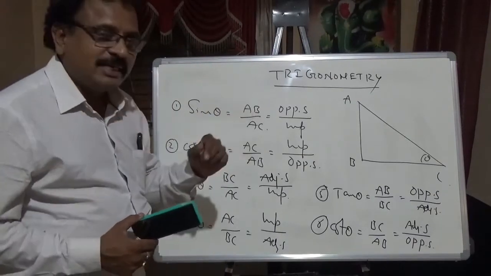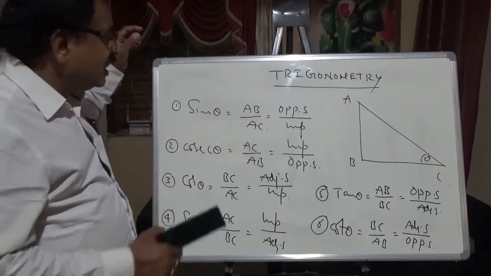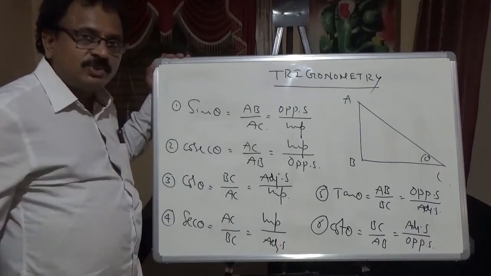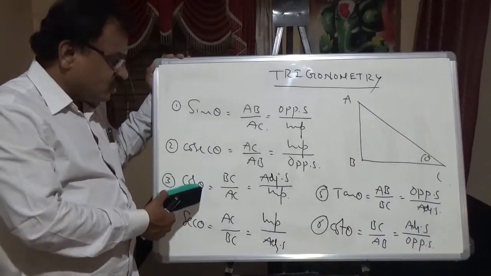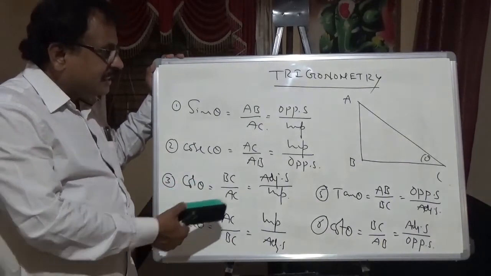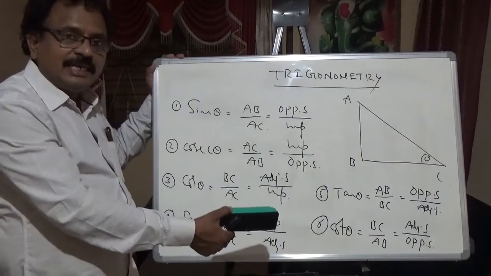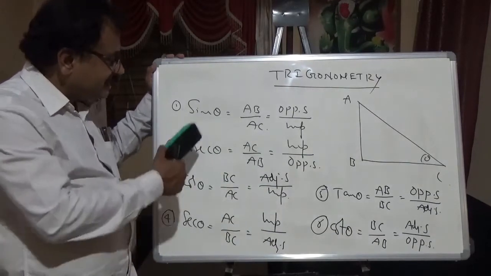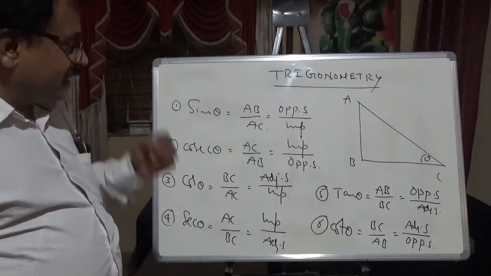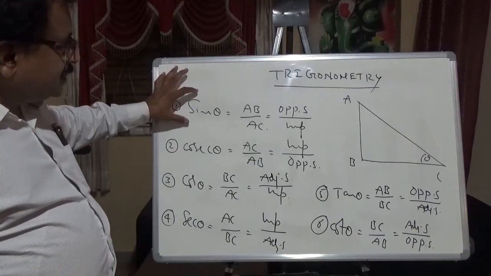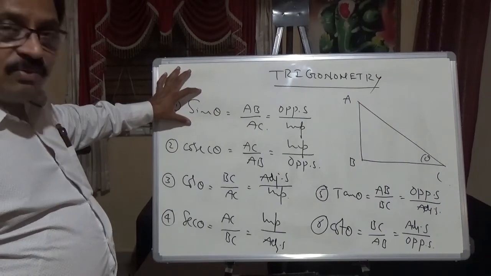In trigonometry, we have 6 trigonometric ratios: sin theta, cosecant theta, cos theta, secant theta, tan theta and cot theta. These are the 6 trigonometric ratios. So how are we defining these trigonometric ratios?